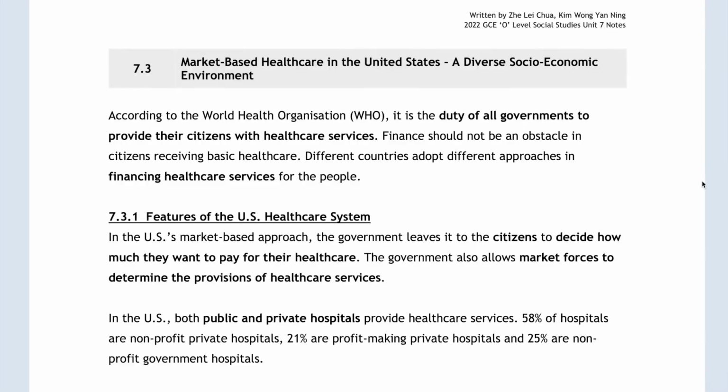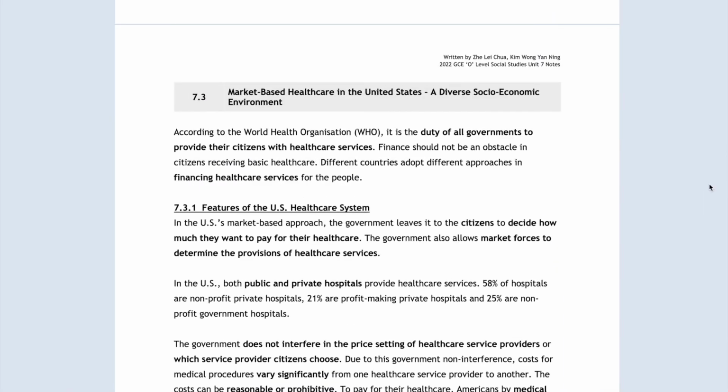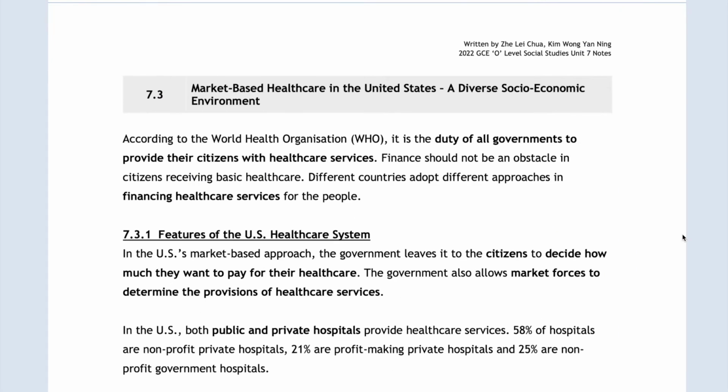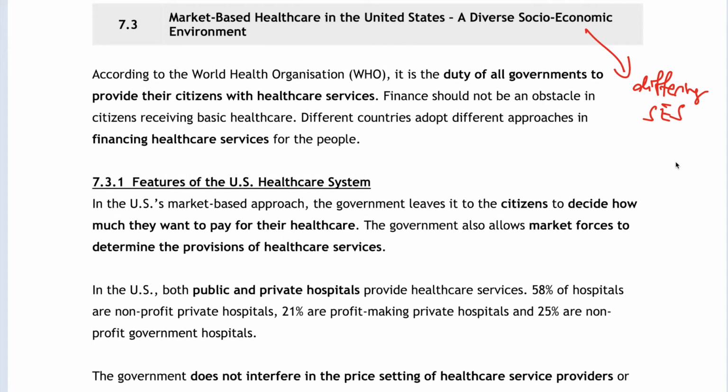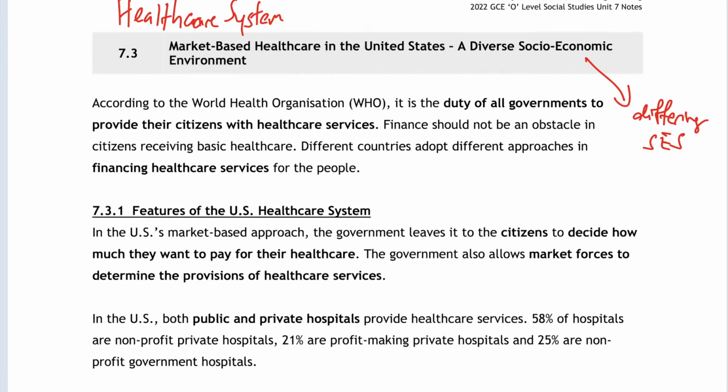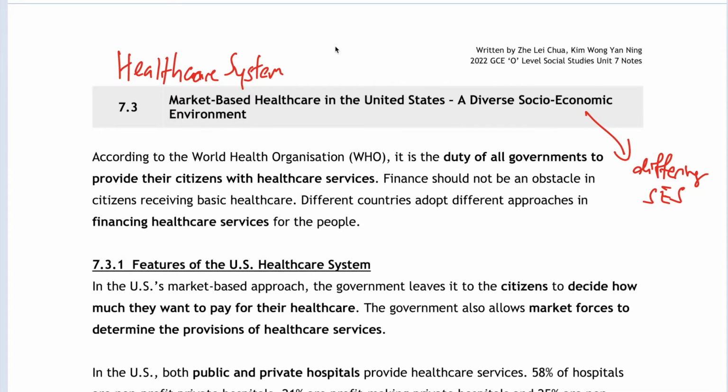Now that we have covered social cultural diversity and how we respond to it, we will talk about socio-economic diversity, which is about differing SES. We're going to use the example of the healthcare system. Why? Because the healthcare system is a fundamental system that every country must have, and it is important for the functioning of a country.